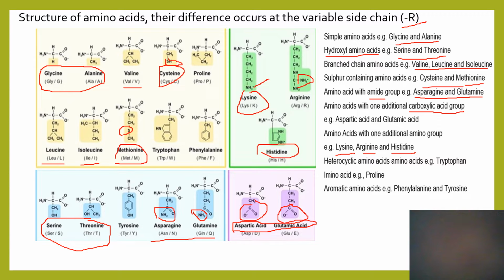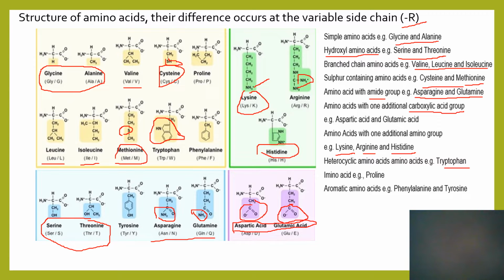There are amino acids which have heterocyclic molecules. Tryptophan is an example, which contains a heterocyclic side chain. This is heterocyclic. At least two cyclic molecules are there in its side chain. Therefore, in tryptophan, the side chain contains a heterocyclic molecule.